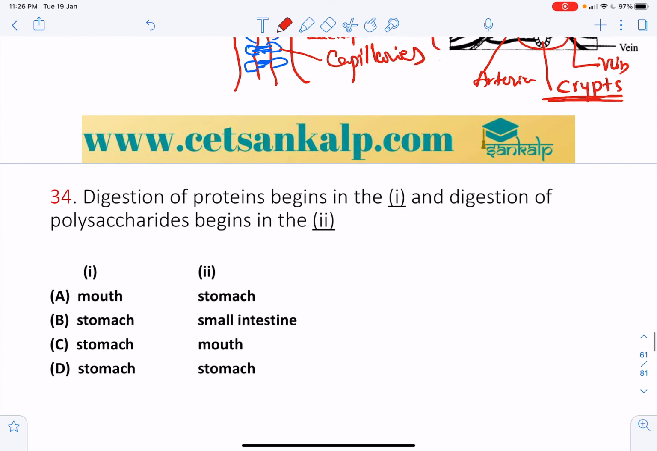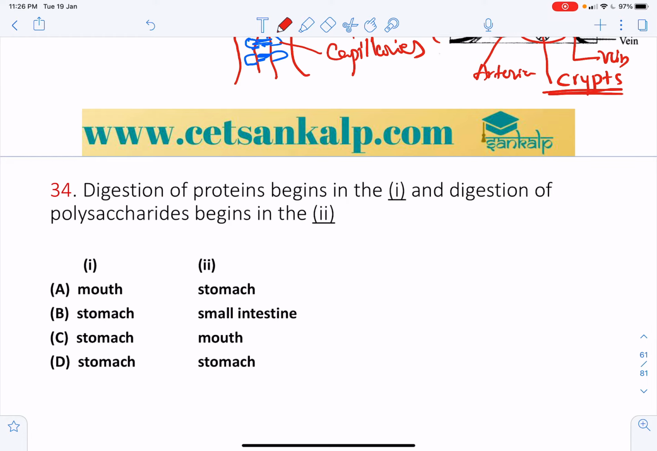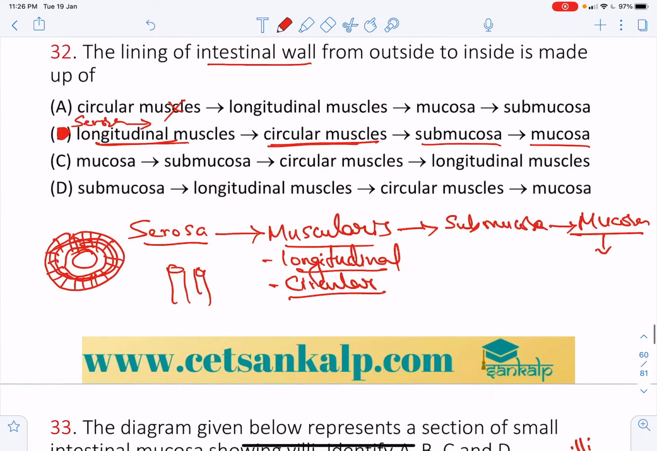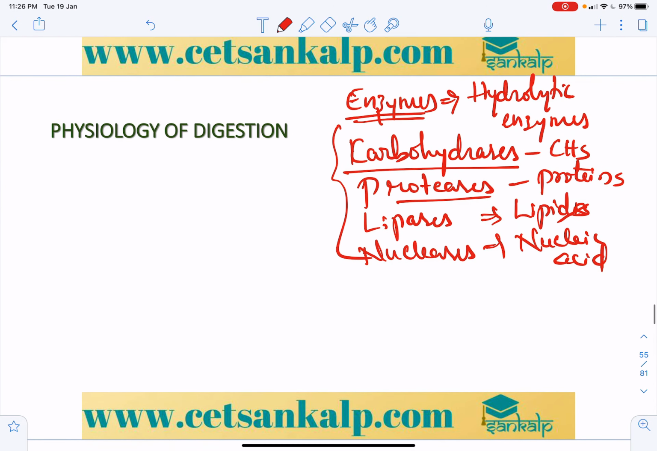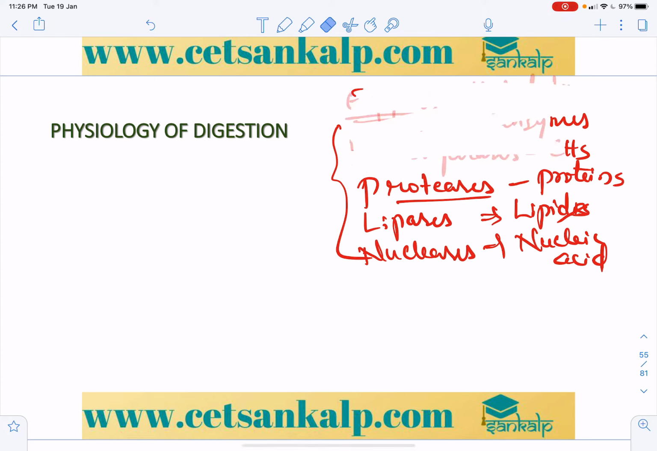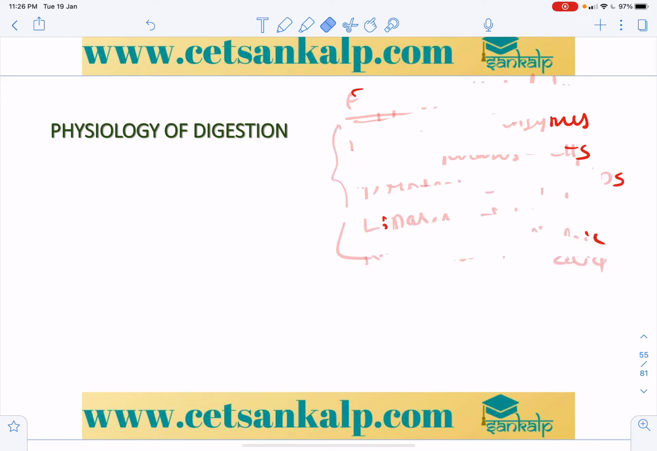Next, we'll take up physiology of digestion. So just the major points we can recollect here in the physiology of digestion, that is, the enzymes involved. What happens in the stomach? First, from the buccal cavity we can start, right? So let us take from the buccal cavity.